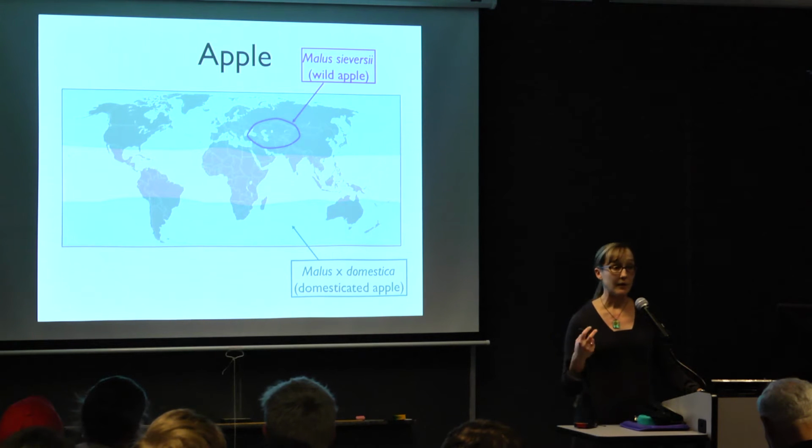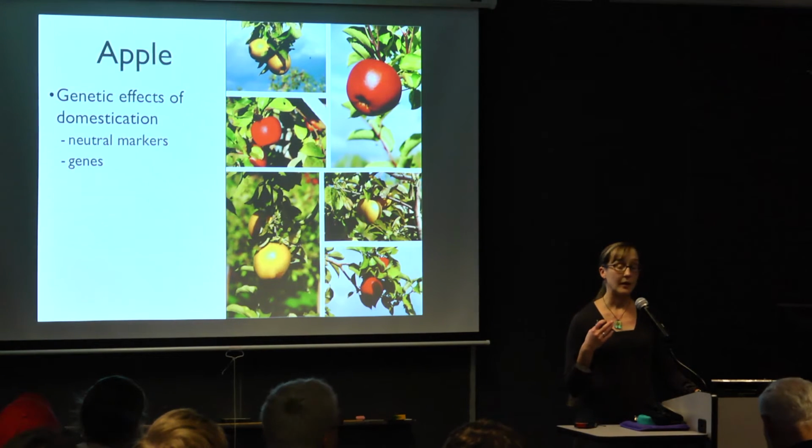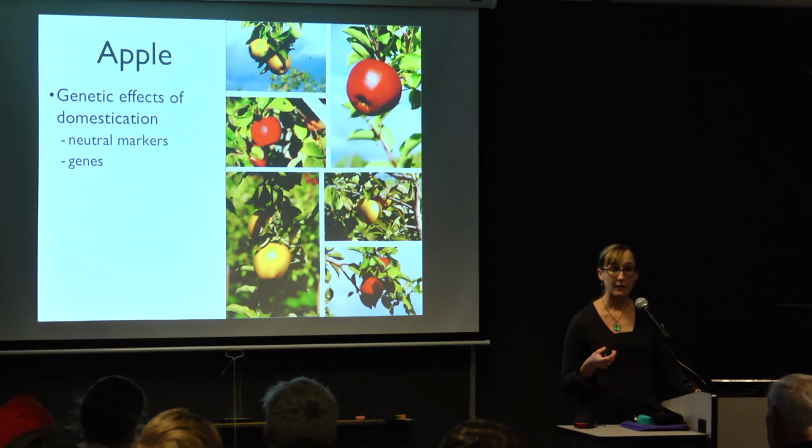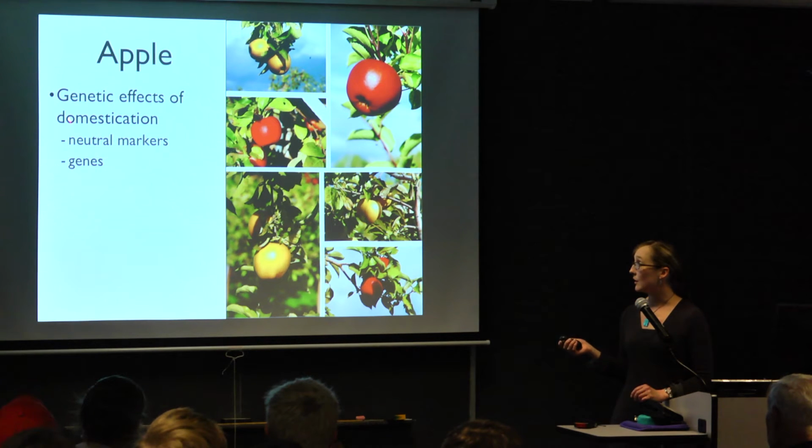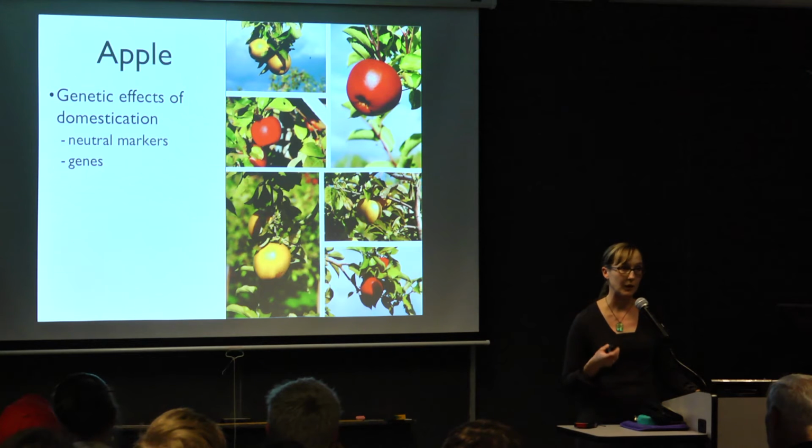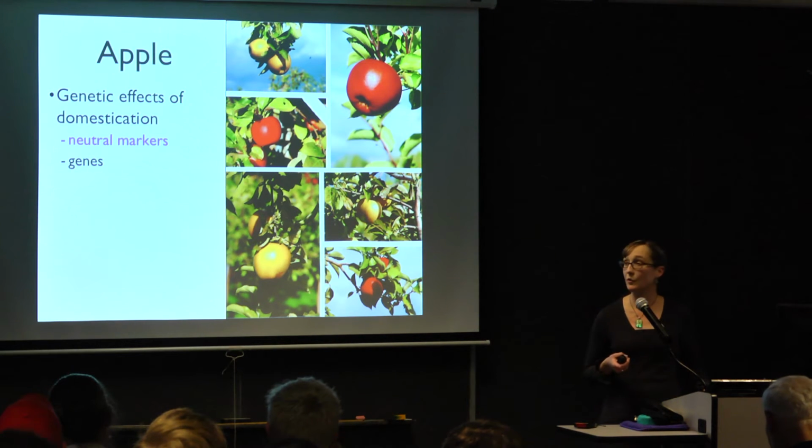All right, so I want to talk about two different elements that deal with understanding the genetic effects of domestication in apple. I'm going to talk about two different approaches to understanding this. One using neutral markers that I completed as part of my postdoctoral work at the NCGRP in Fort Collins, and another one using a more genetic or gene-based approach. So I'll just start with the one using neutral markers.